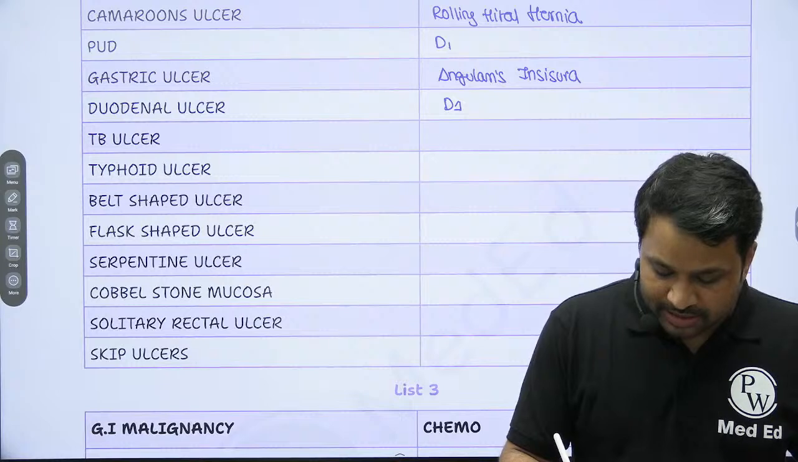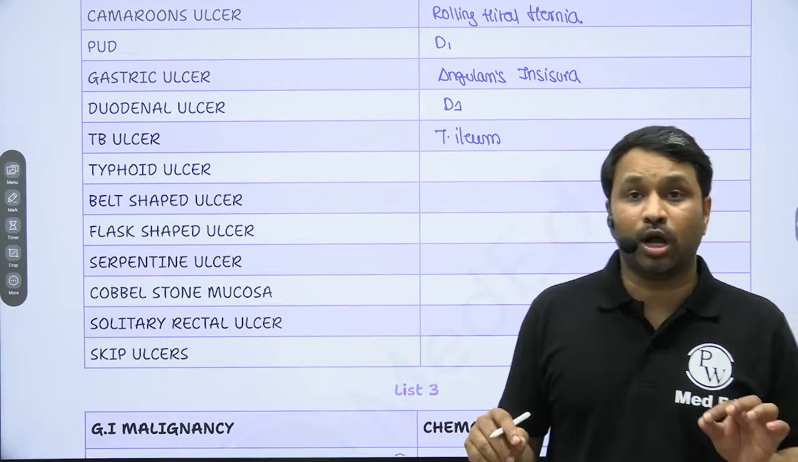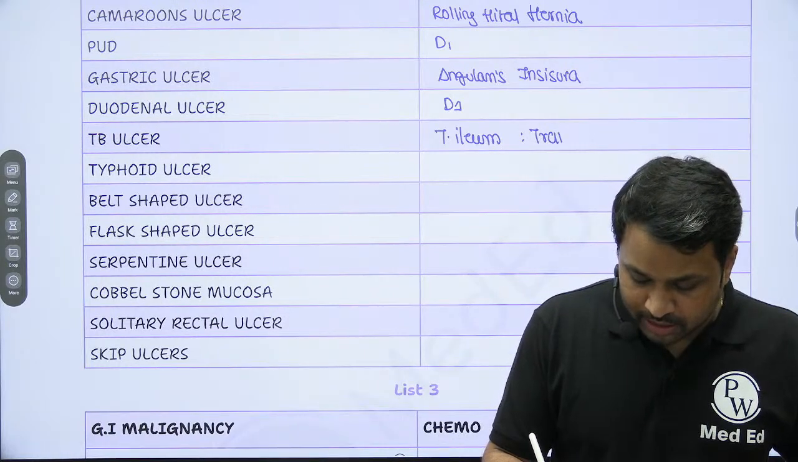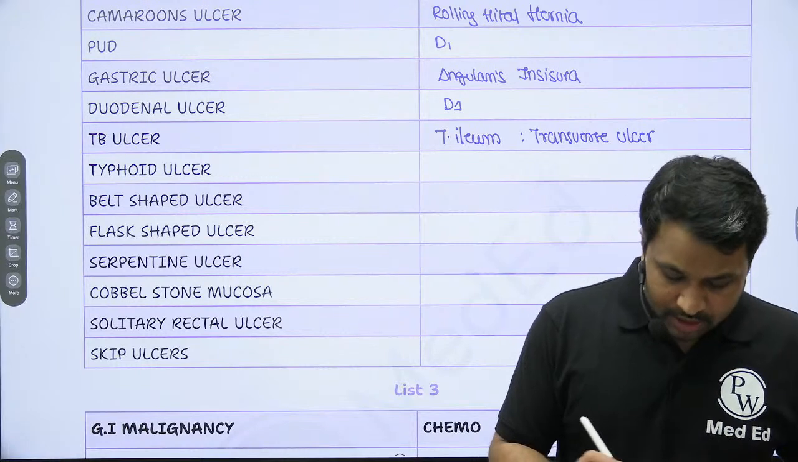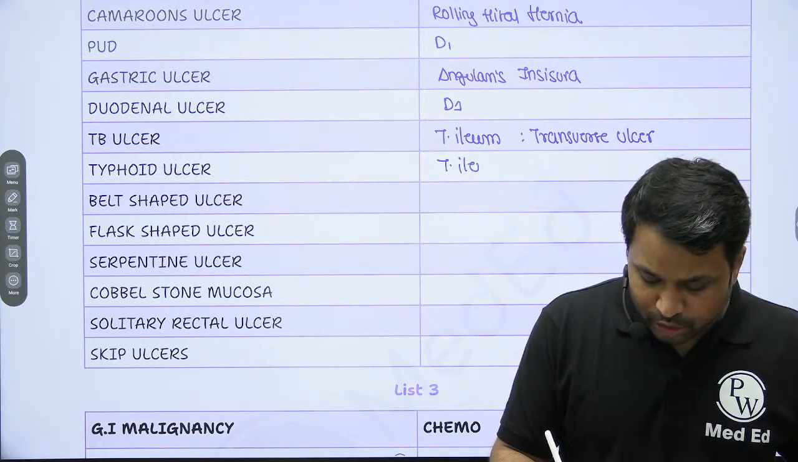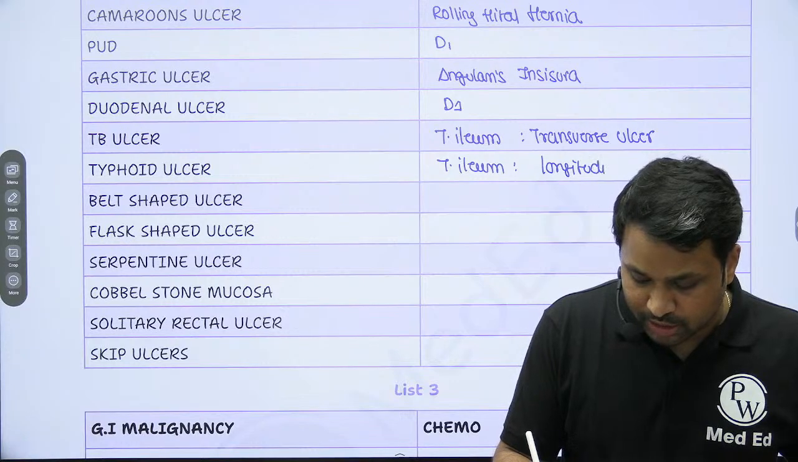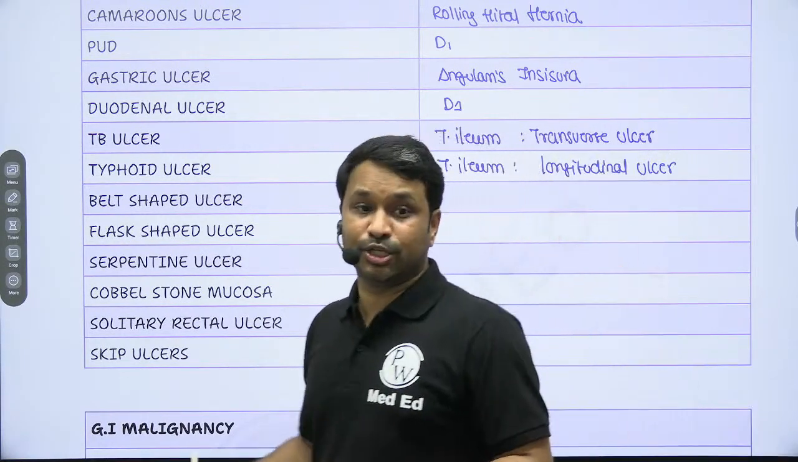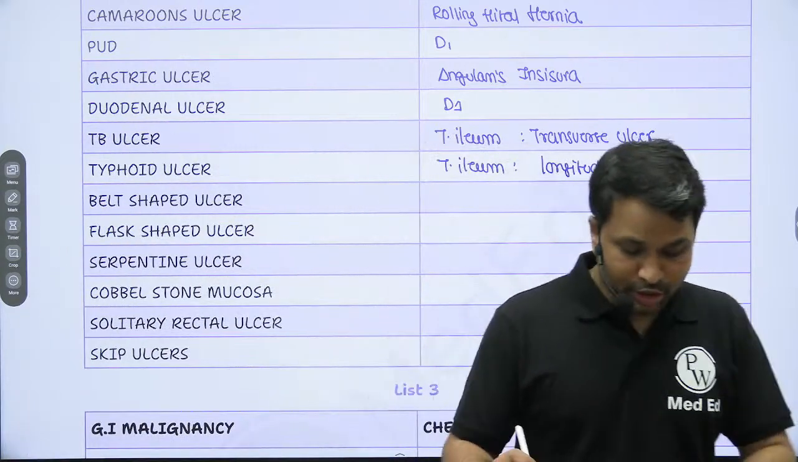TB ulcer will be seen in your terminal ileum. Remember TB का जो ulcer होगा, it is going to be a transverse ulcer. Typhoid, it will also be seen in your terminal ileum, but this time it is going to be your longitudinal ulcer. Typhoid का जो ulcer होगा वो longitudinal ulcer होगा. That is why it will not cause stricture. Whereas when you talk about the TB ulcer, when it heals, it is going to result in stricture.